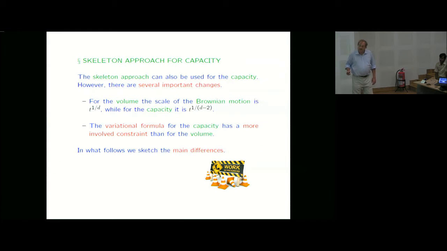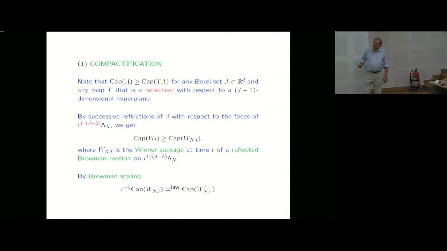The scale at which you live is different. It's no longer t to the 1 over d, but something much bigger. So I'm going to periodize around a much larger torus, and what I'm going to do is in fact not periodize, I'm going to reflect at the boundary. Because if you periodize, the capacity is not monotone under periodization, but it is monotone under reflection.